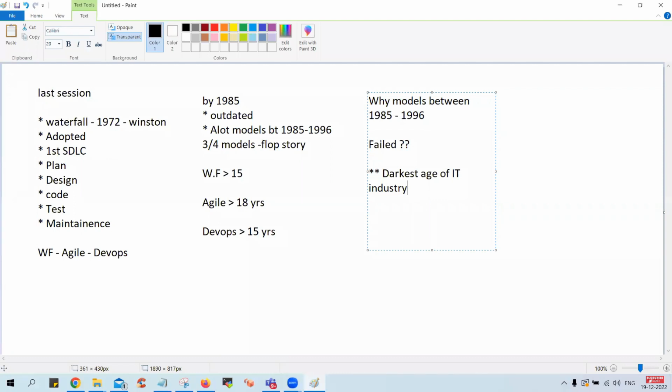Another darkest time we saw was around 2008 to 2010. Do you remember, guys? What happened in 2008? How many of you are aware of what happened in 2008? It even went up to 2012. Recession. Yeah, this was the impact of the recession. So recession was the reason, the financial crisis. But what about the earlier period?